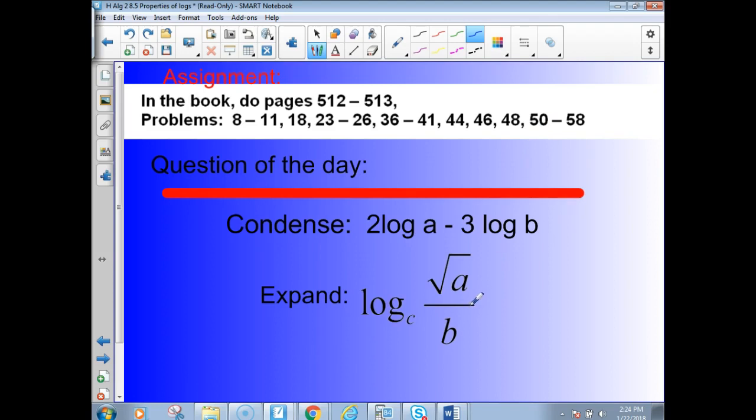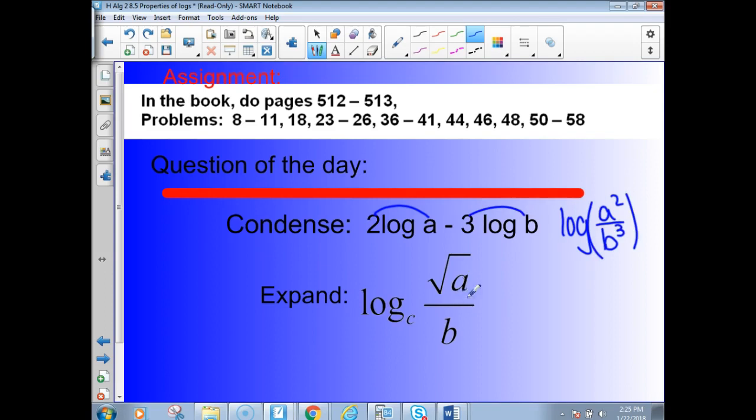If you did this question of the day, which I could use as an exit slip or something, which I wasn't planning on doing today, what would you write as this condensed? Log of a squared. Why did I write that like that? All right, because this would indicate division by whatever's next, and that would be b to the third.